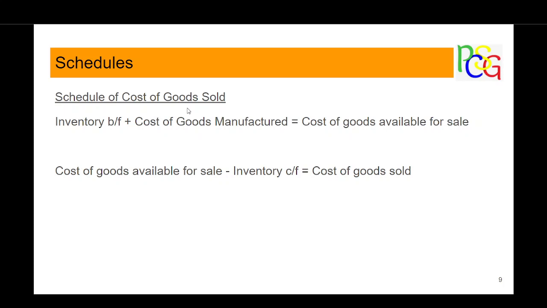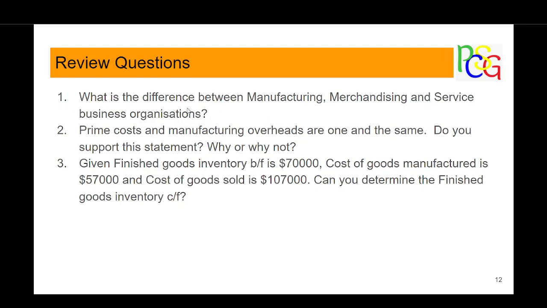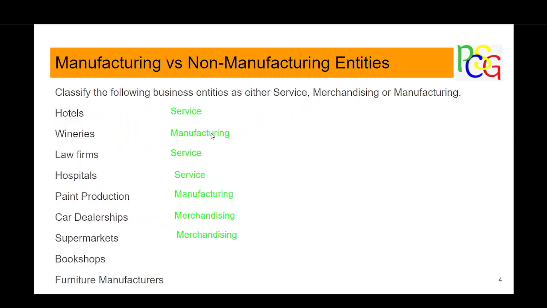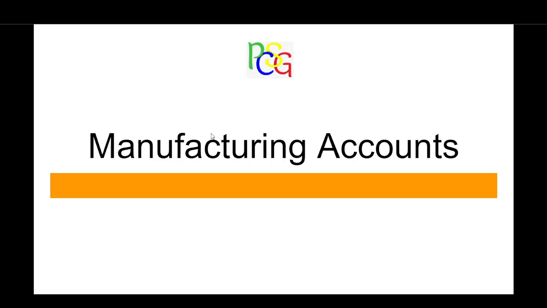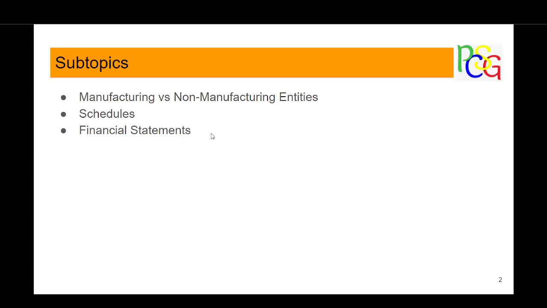Okay, so we've answered all our review questions. That would be the end of the lesson. Just a quick recap of what we did today. The topic we did today was manufacturing accounts, which is the second topic on the syllabus. Subtopics we went through were distinguishing between manufacturing and non-manufacturing entities. We looked at some of the schedules associated with manufacturing accounts, and we prepared some brief financial statements.